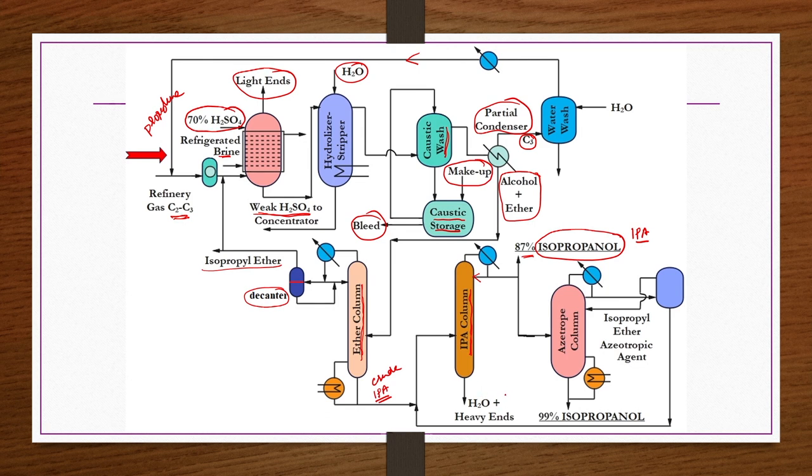Whereas the bottom of the IPA column would have water and heavy ends as impurities that you can collect separately. If you are happy with this 87% to 88% IPA as a product, that is okay. Otherwise, if you want 99% absolute grade isopropanol, what you have to do is take it to the azeotropic distillation column and do the azeotropic distillation to get most of the isopropanol as the bottom, which is 99% IPA, right? So, the bottom product would be 99% isopropyl alcohol, whereas the top one would be the isopropyl ether, which is recycled back to the azeotropic column as an azeotropic agent, right? So, this is the flow chart for the production of both 87% isopropanol as well as 99% isopropanol as well as the isopropyl ether byproduct or co-product.